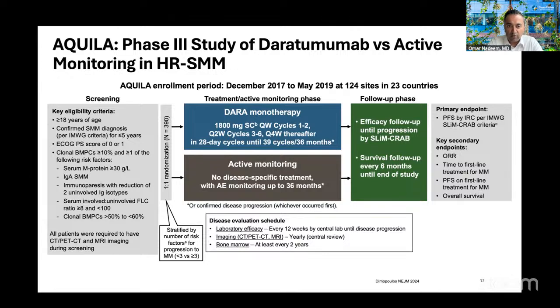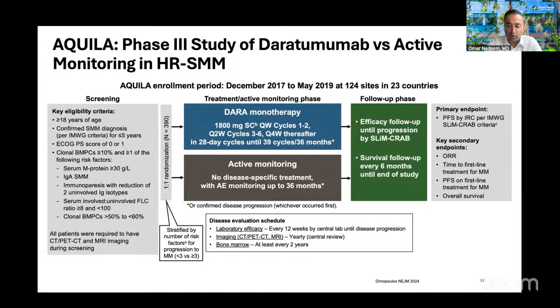This used the high-risk smoldering myeloma definition, the older definition, to include the original Mayo and Spanish criteria, and it did mandate patients having advanced imaging, either a PET-CT or MRI, during screening to exclude patients that may have multiple myeloma. And patients were randomized to 3 years of daratumumab as a single agent or active monitoring.